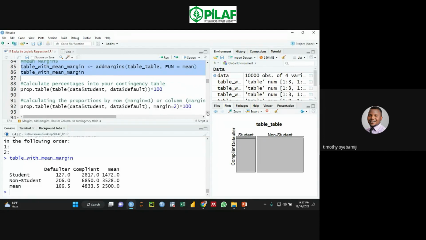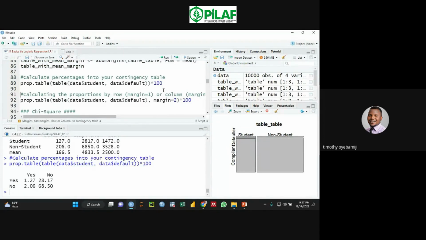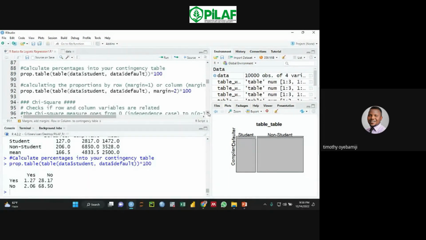Also for the 2 by 2 table, we can have the proportions. If you multiply it by 100, it gives you the exact percentage. Proportion is between 0 and 1, while if you make it percentage, it gives you the exact percentage. If you add all of this together, it gives you 1. We've done this before, calculating proportion by row and all of that.